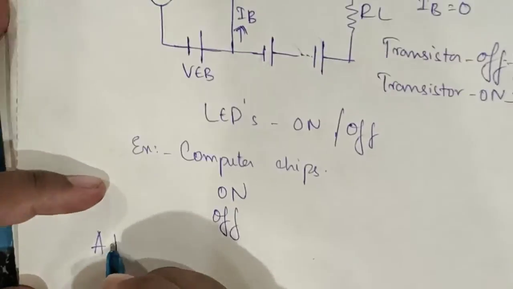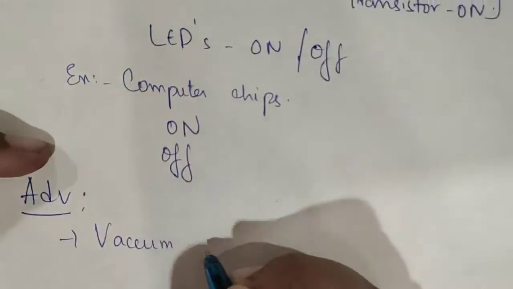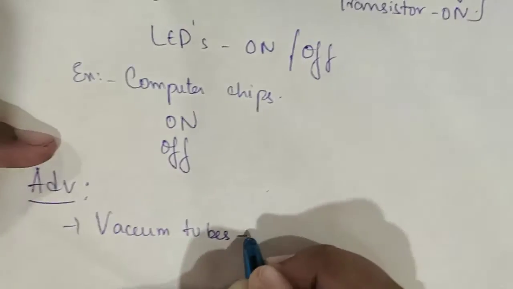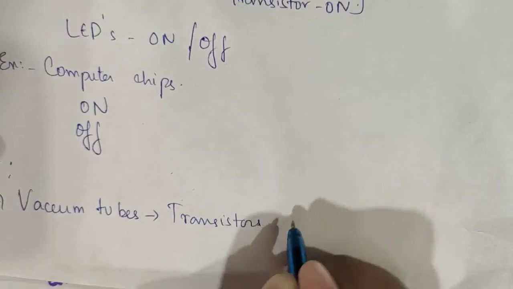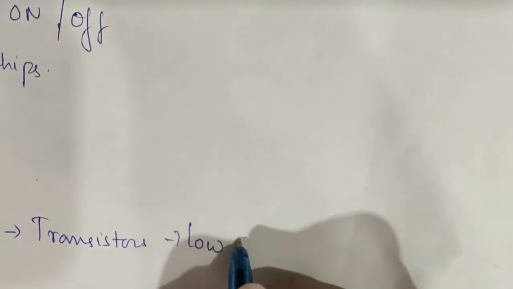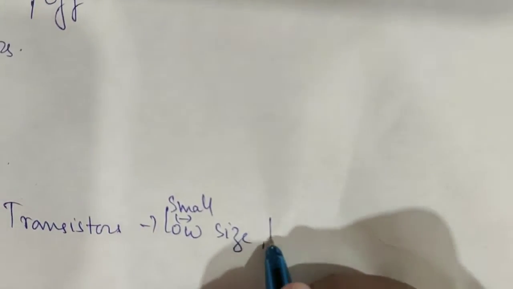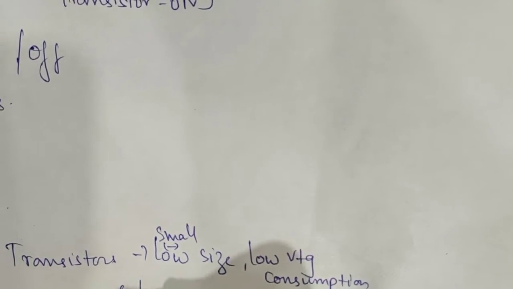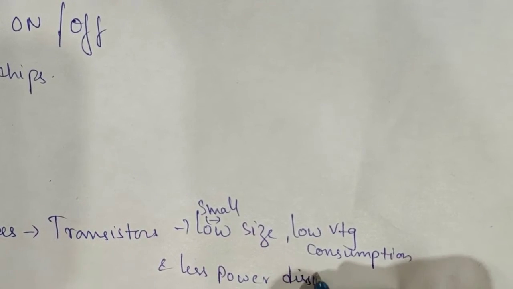Now coming to the advantages of the transistor. Previously we were using vacuum tubes in our circuits. Now these are replaced with transistors because of their small size, low voltage consumption, and less power dissipation, that is, power loss will be less.